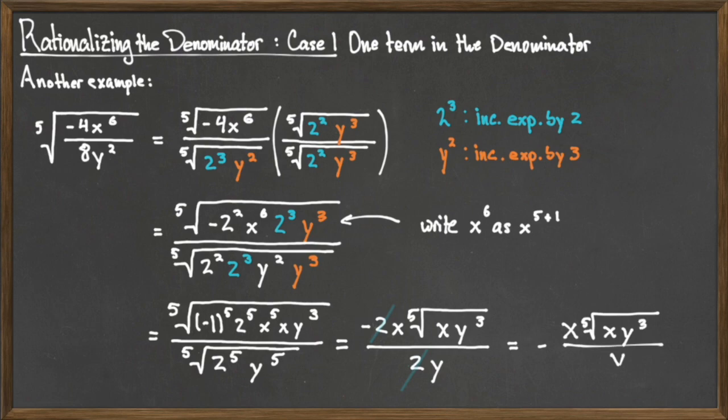I'm going to end up with negative 2x times the fifth root of xy cubed divided by 2y. And once I let those 2's cancel, I get negative x times the fifth root of xy cubed divided by y, and we're done. And that's it for the case 1 examples that we'll show here, the cases where I only have one denominator. Take a look at the notes if you need to, but remember I'm trying to multiply by 1 in a very special way such that every exponent in the radicand for the denominator matches the index.